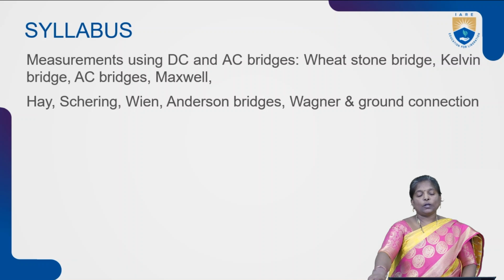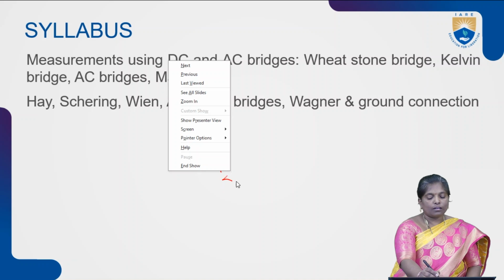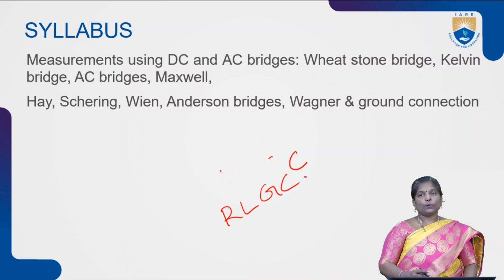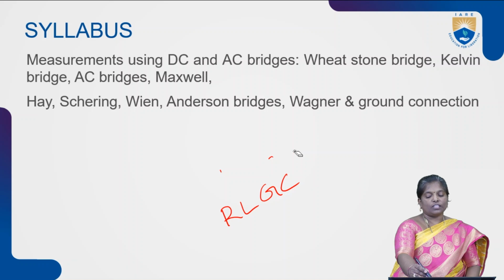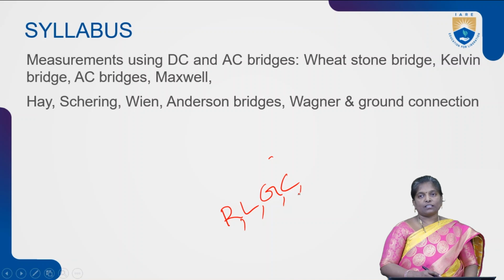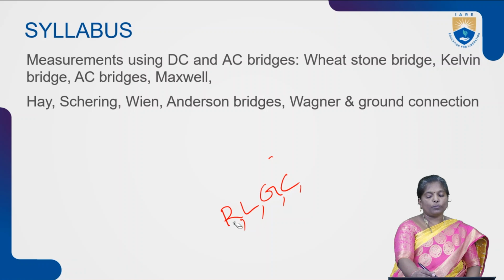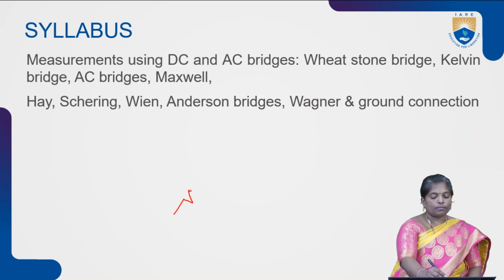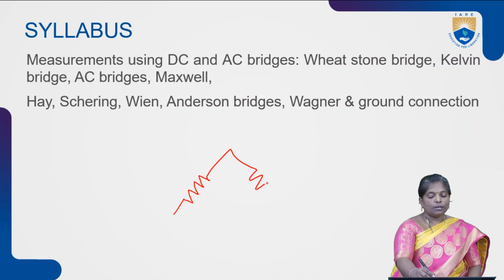In this, the unknown parameters are R, L, G, C. These are the four unknown parameters that we can measure with the help of bridges: resistance, inductance, conductance, and capacitance. How can we measure these four parameters? By using a bridge setup. Normally, the bridge consists of four arms.